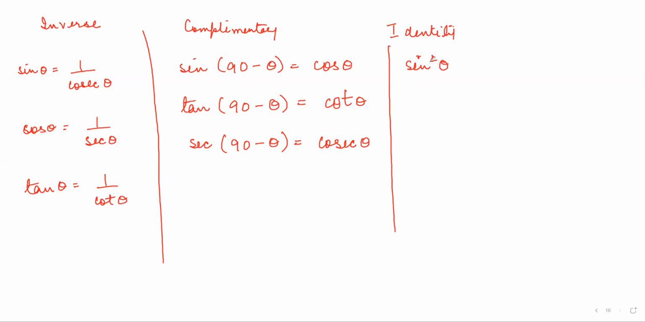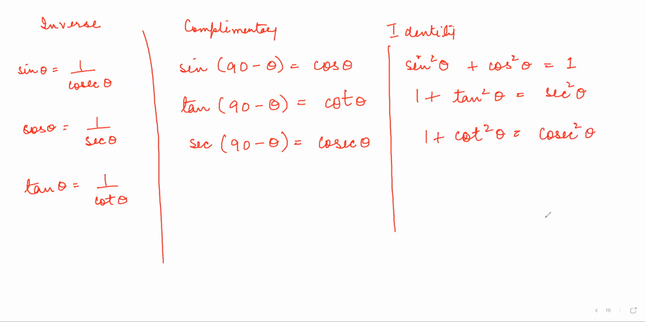So now identities are again 3. Sine square theta plus cos square theta is 1, right? Then 1 plus tan square theta is equal to sec square theta. And then 1 plus cot square theta is cosec square theta. So please, this is the recap of what we have done so far.